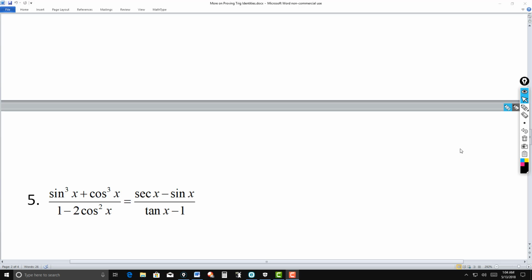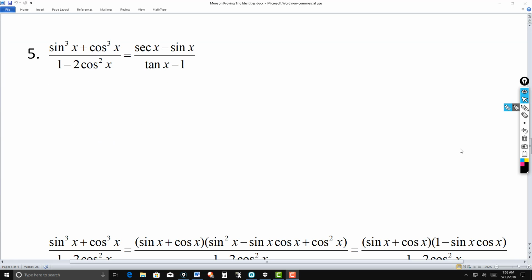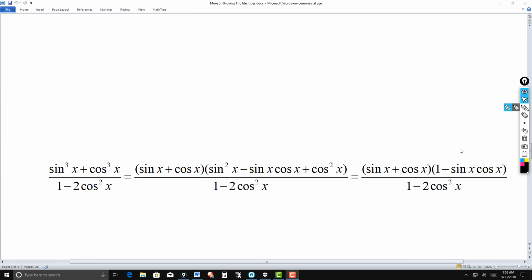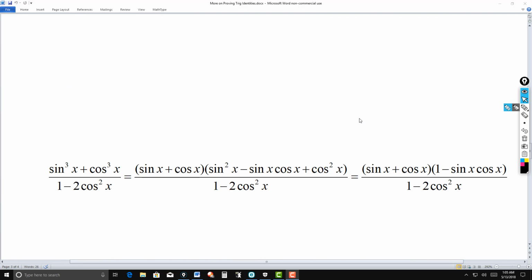We have a sum of cubes there, and there are formulas for factoring the sum of cubes. I've got this one partly done to save time, so let's see if you can follow what I'm doing. Sine cubed of x plus cosine cubed of x over 1 minus 2 cosine squared x. Again, remember, I'm trying to get this right here. This has to simplify to give me the right side.